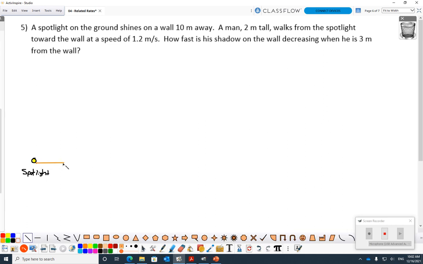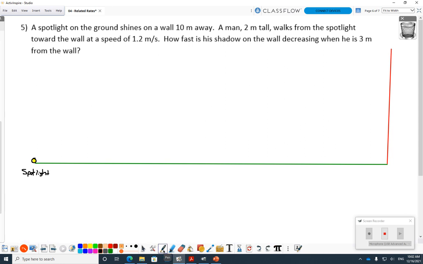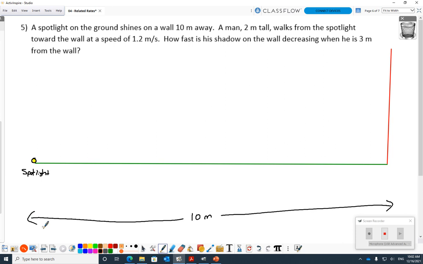What color's the ground? The ground's got to be green, right? Like grass. Big diagrams. When you're confused about something, draw a big diagram so you can label what the heck is going on. Okay, the wall's going to be red, like as if it's a brick wall. There it is, brick wall. And that distance all the way across is 10 meters. Good. Got the wall, got the 10 meters.